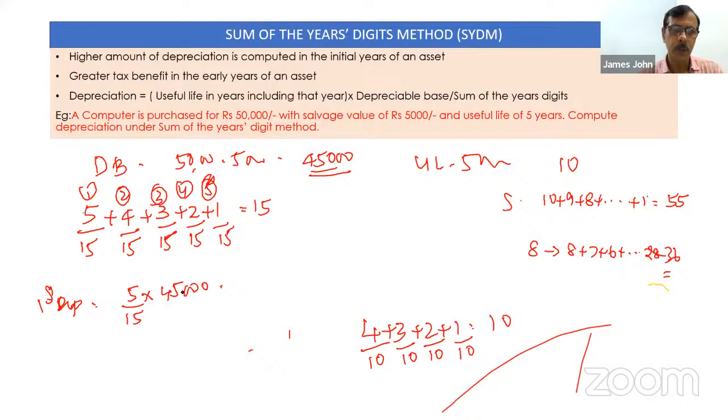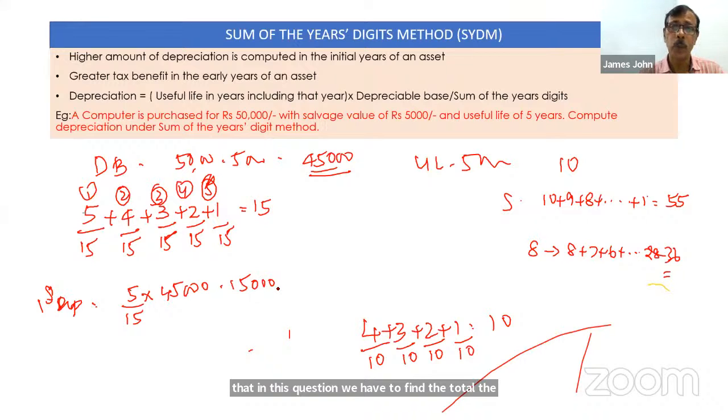Sir, in this question, we have to find the total depreciation after 5 years, no? What is the question? Here, compute the depreciation under sum of the years digit method. It is just an example only.